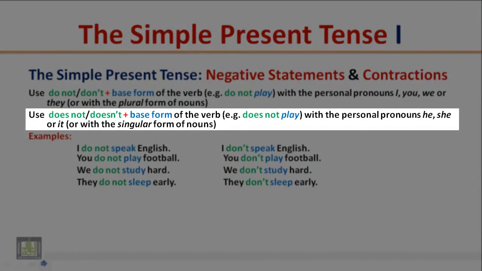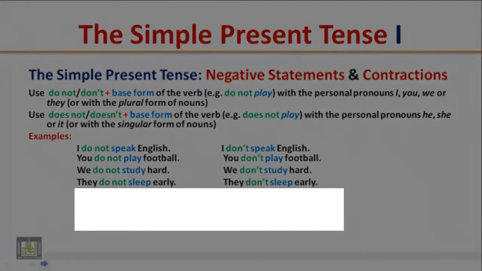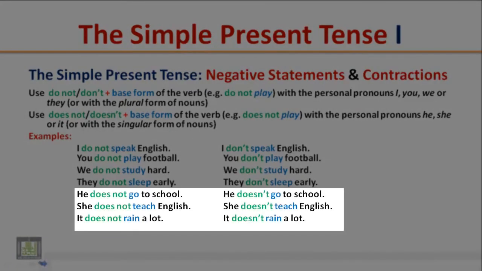Use does not plus the base form of the verb, or doesn't plus the base form of the verb, for example, does not play, with the personal pronouns he, she, or it, or with the singular form of nouns. Examples: He does not go to school. He doesn't go to school. She does not teach English. She doesn't teach English. It does not rain a lot. It doesn't rain a lot.